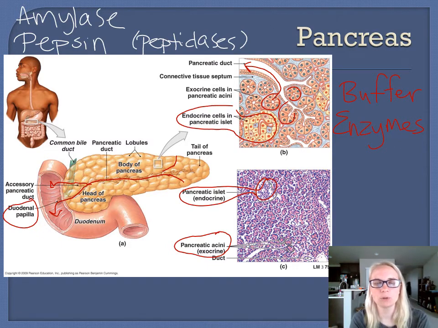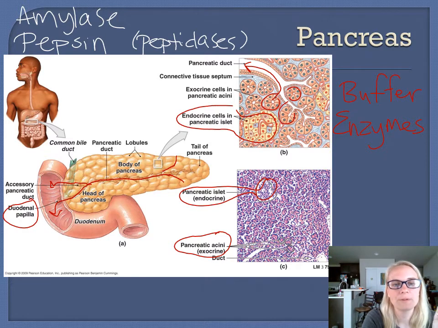Because I'm not going to make you learn all of them. There's a lot. There's a key one called trypsin. There's a chymotrypsin. Proteases. So all of these collective peptidases are there to continue the breakdown of proteins. So pepsin in the stomach, the collection, the family of peptidases.